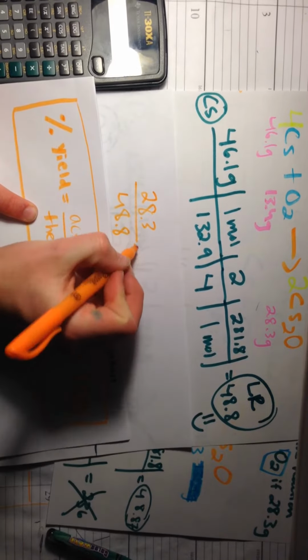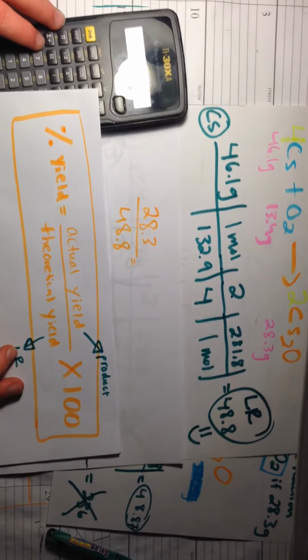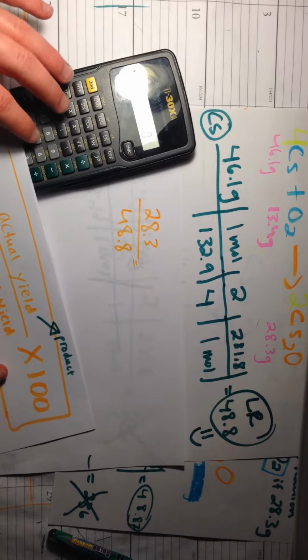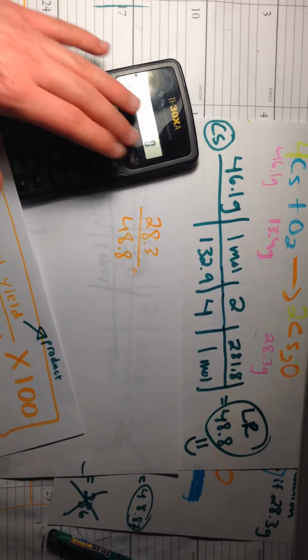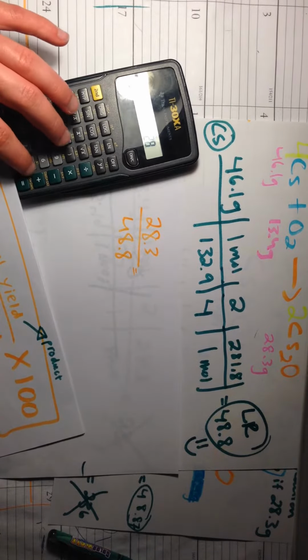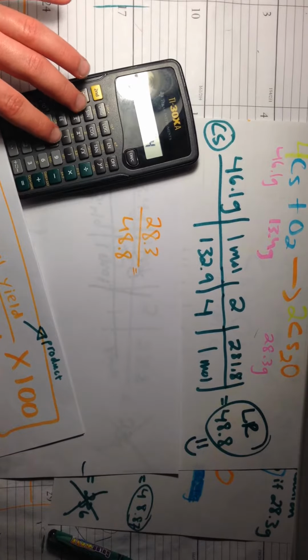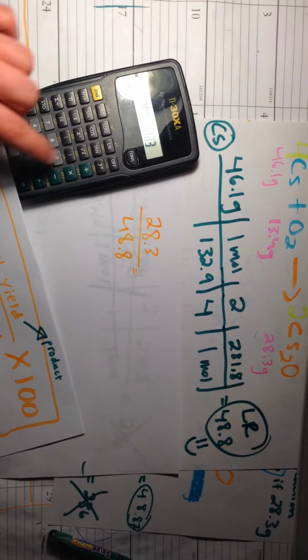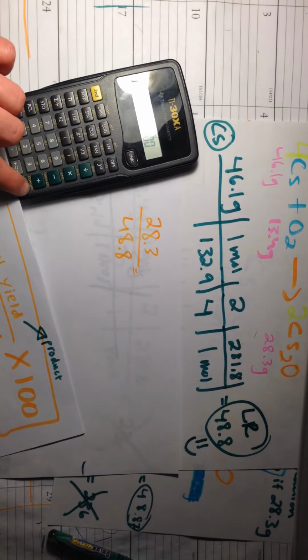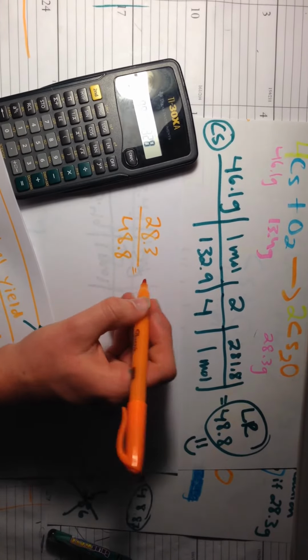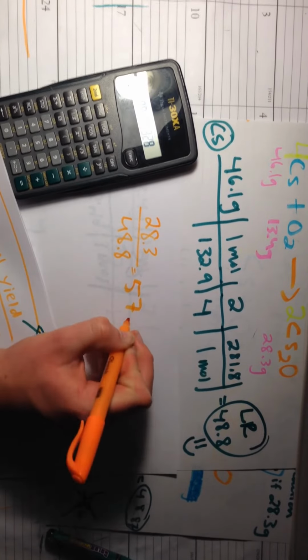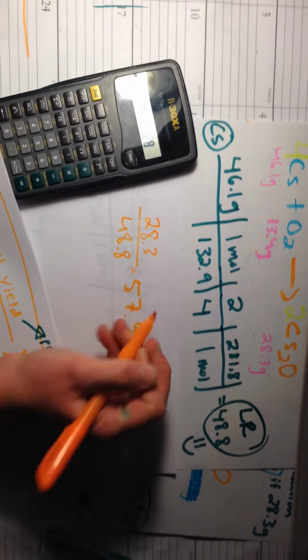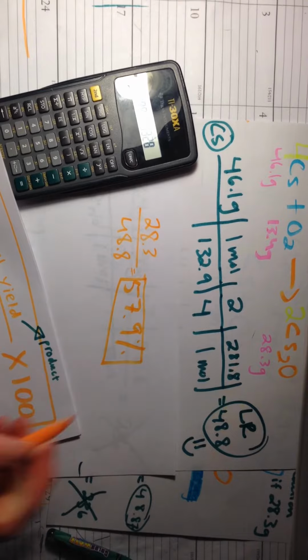Theoretical, limiting reactant, 48.8 equals. Go ahead and punch this in your calculator: 28.3 divided by 48.8. And then multiply it by 100 or move the decimal over, it doesn't matter. 57.9%. That is your final answer.